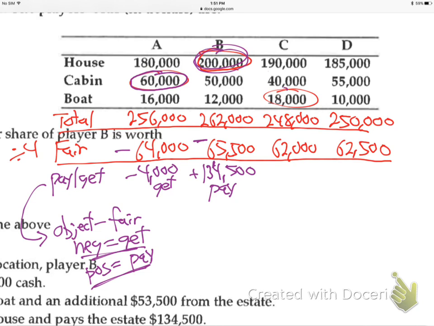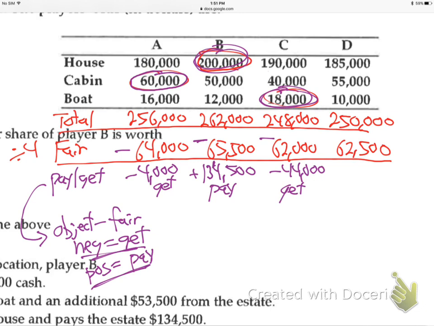Person C, object, boat, minus fair share, 18 minus 62. I'm getting, what, negative 44? Again, that's a get. They get, why? Because they got something not worth very much. They just got the boat, which is only 18. They need some cash with that, 44,000. Then they feel they got a fair deal.